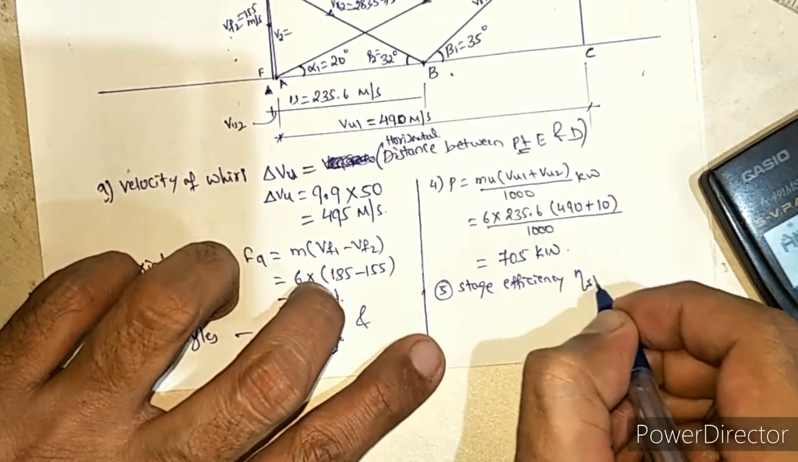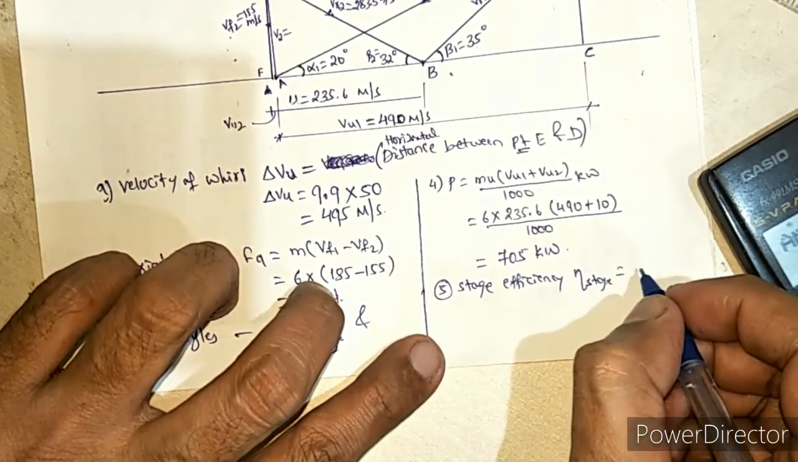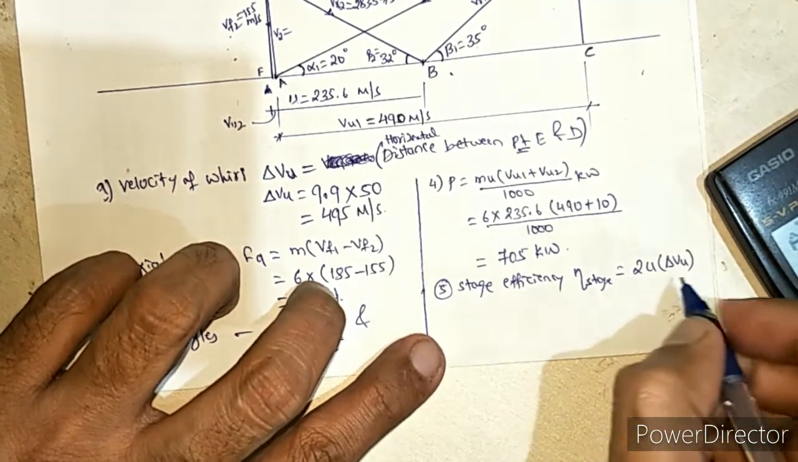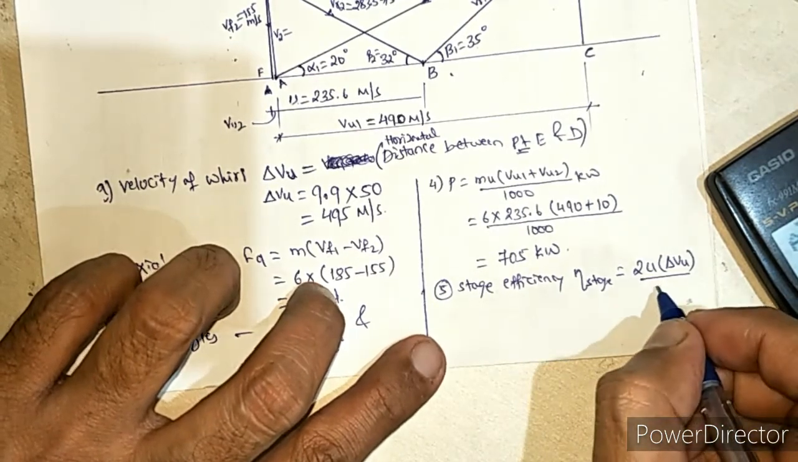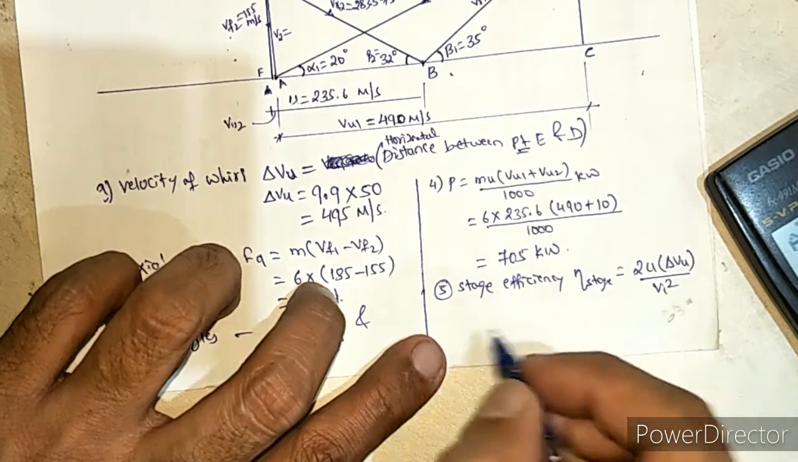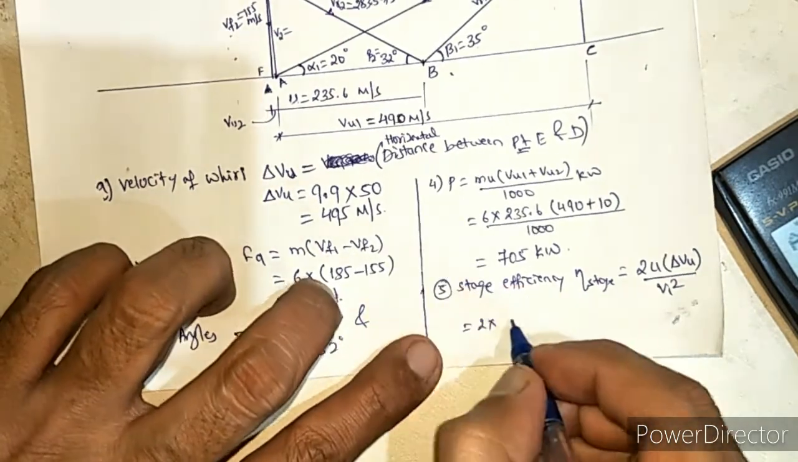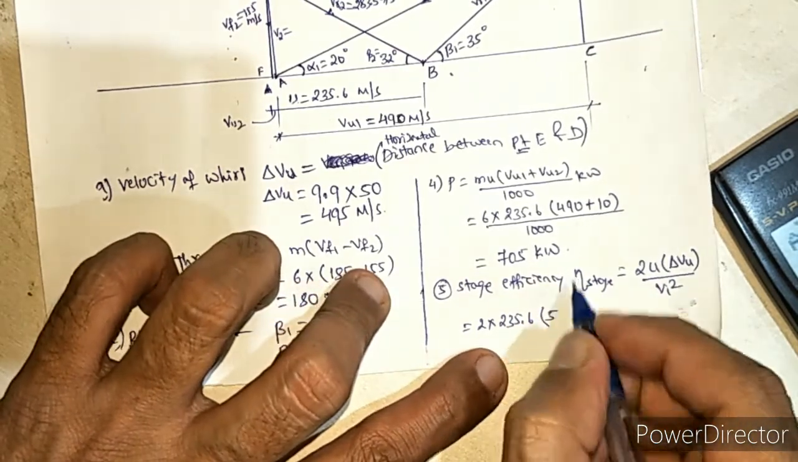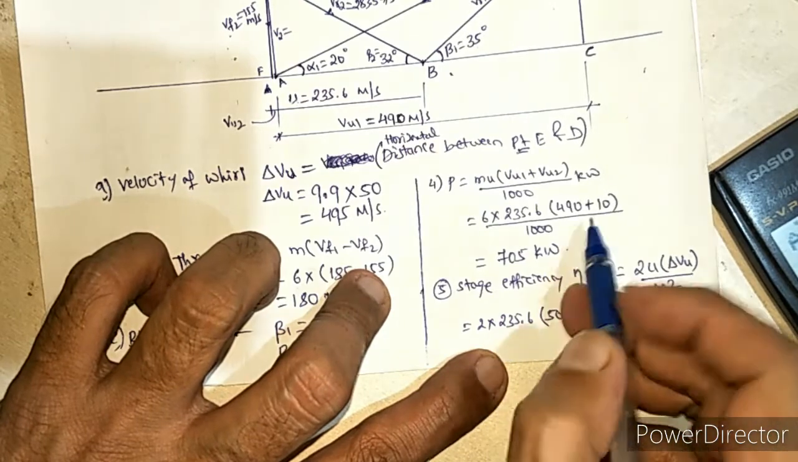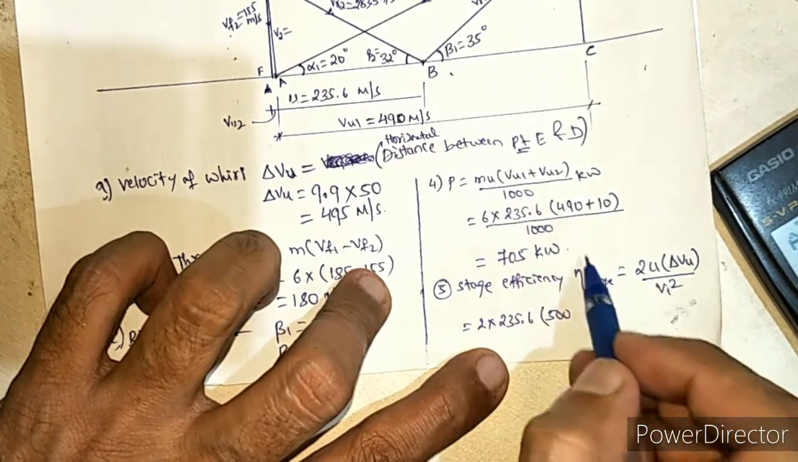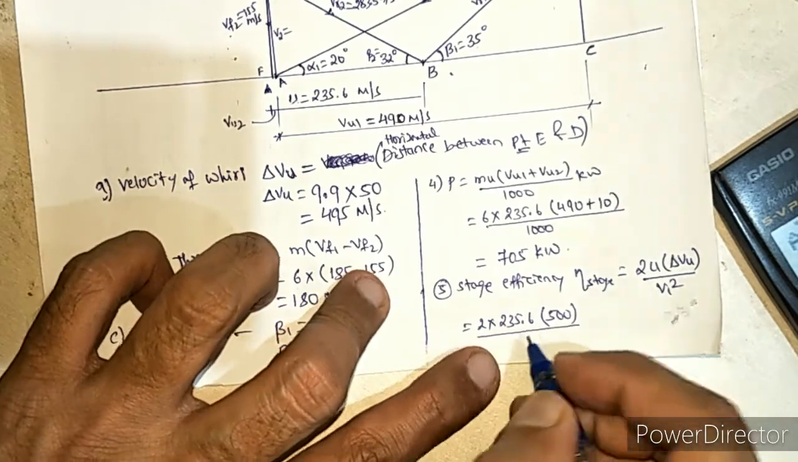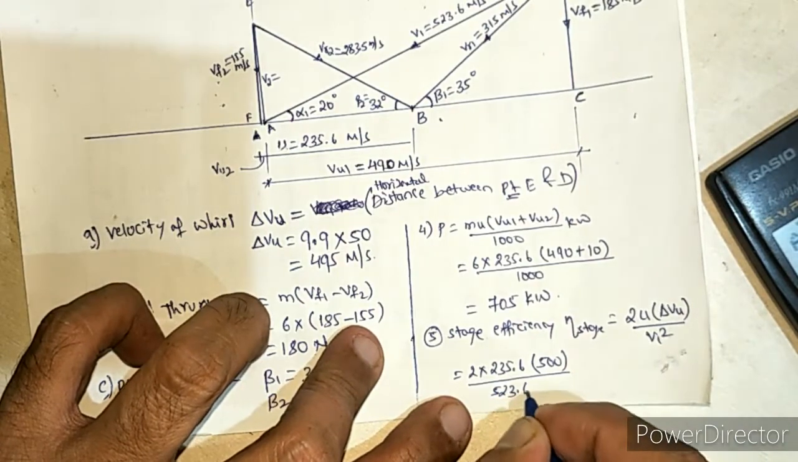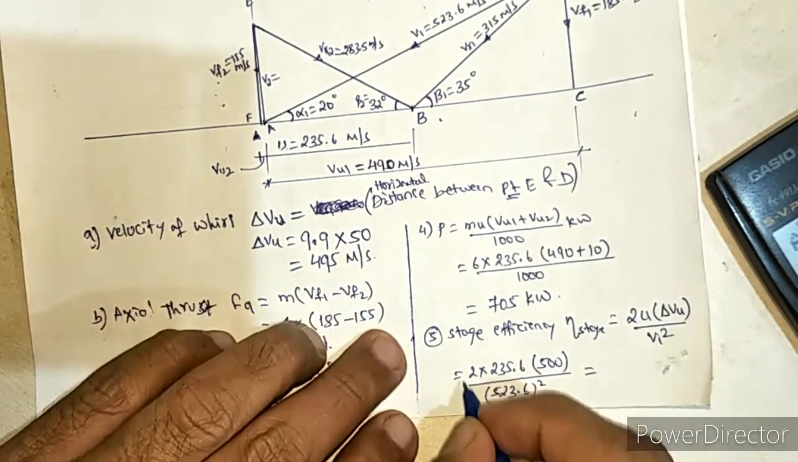So stage efficiency is given by 2u into delta vu divided by v1 square. Delta vu is nothing but the sum of vu1 plus vu2. So this is equal to 2 into u, which is 235.6, multiplied by delta vu, the sum of these two, 490 plus 10, it is 500, divided by v1 square. v1 is 523.6 square.